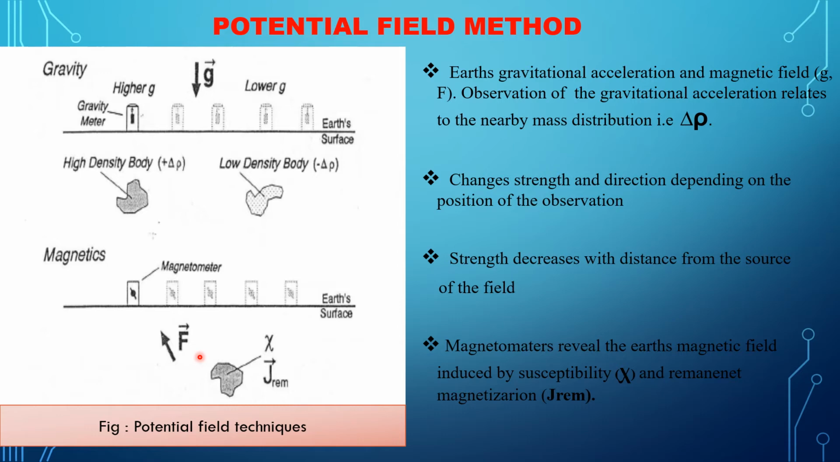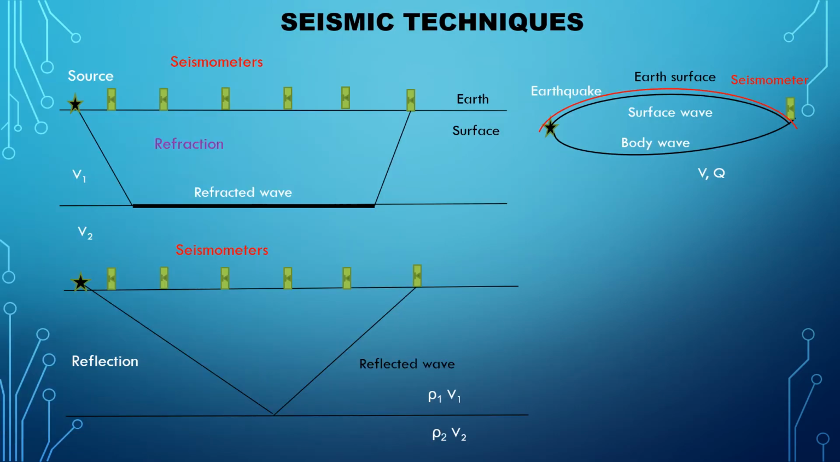So the depth of observation for the gravity field is more compared to the magnetic field, because the magnetic field diminishes very fast, more than the gravity field. This is the potential field observation. Whereas the gravity field relates to the nearby mass distribution, the magnetic field relates to the remnant magnetization and the susceptibility. This is the method.